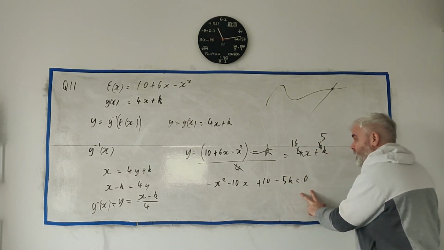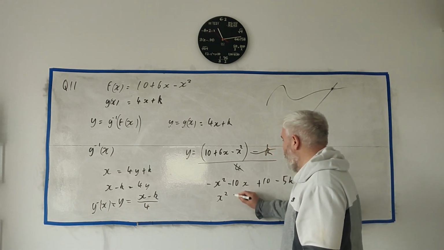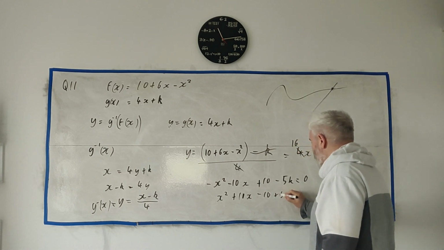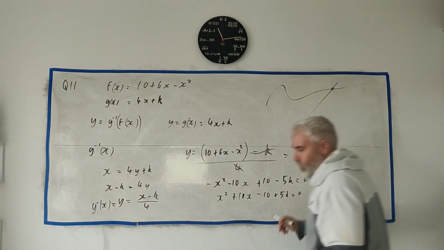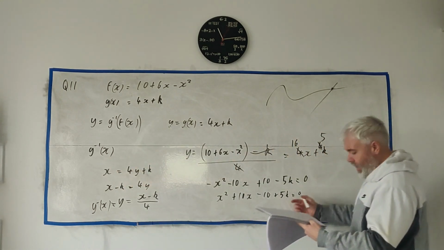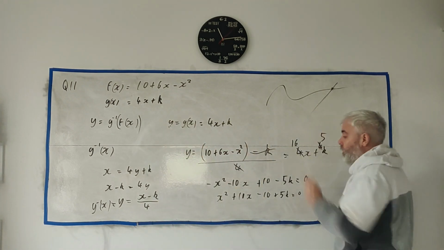But that's a quadratic. I change all the signs, I guess. I don't know why I didn't do this. Plus 10x minus 10 plus 5k equals 0. Let me just double check that is what I had. Yeah. So that's a quadratic we find when these two curves hit each other.